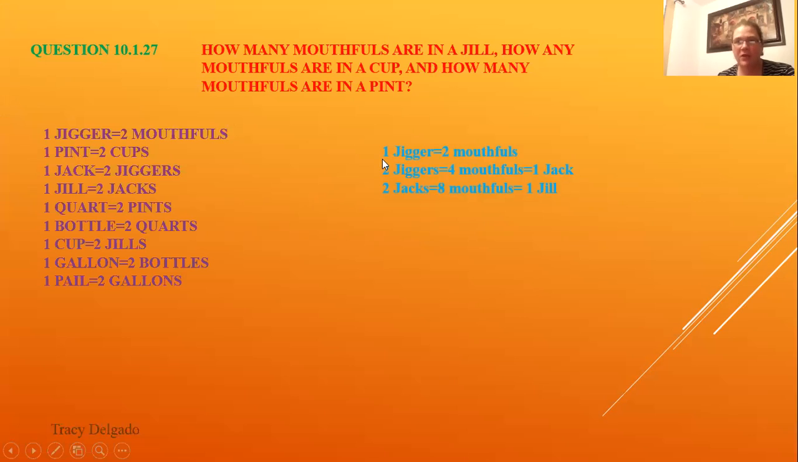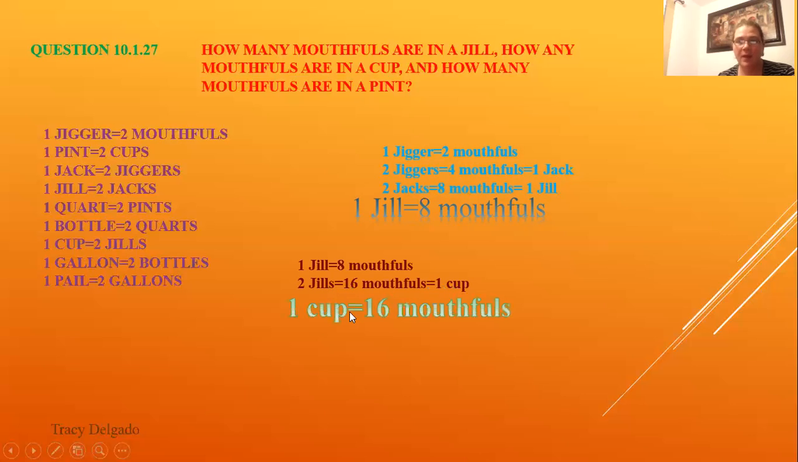So we do 1 jigger equals 2 mouthfuls. 2 jiggers equals 4 mouthfuls, equals 1 jack. 2 jacks equals 8 mouthfuls equals 1 gill. So 1 gill equals 8 mouthfuls. Our next one, we say 1 gill equals 8 mouthfuls. So 2 gills equals 16 mouthfuls equals 1 cup. So 1 cup is 16 mouthfuls.